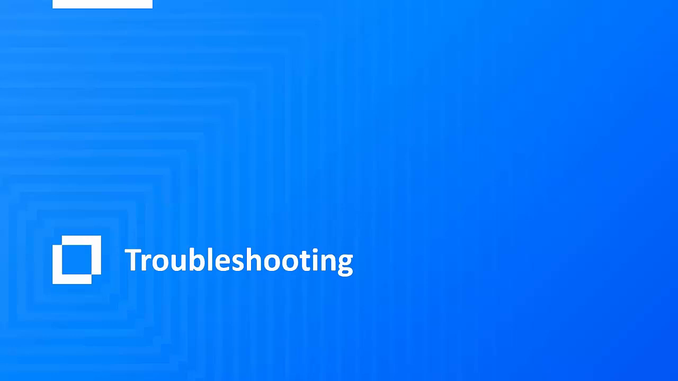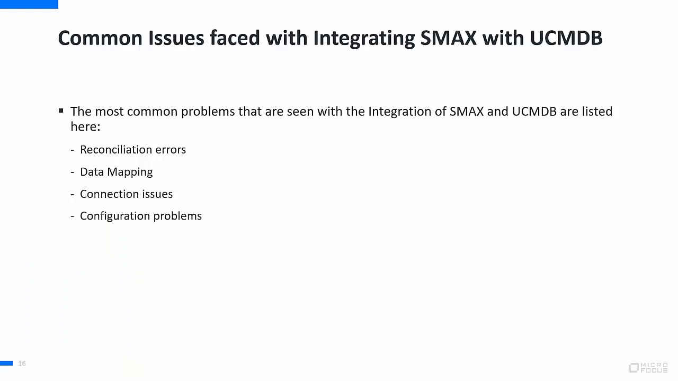Some of the other parts which are interesting to start digging into are around troubleshooting, and how you can make sure everything's working the way that you'd expect it to be working within the system. The common issues that get faced, particularly when customers have been trying to integrate SMAX with UCMDB, are reconciliation errors, data mapping problems, connection issues, and configuration problems.